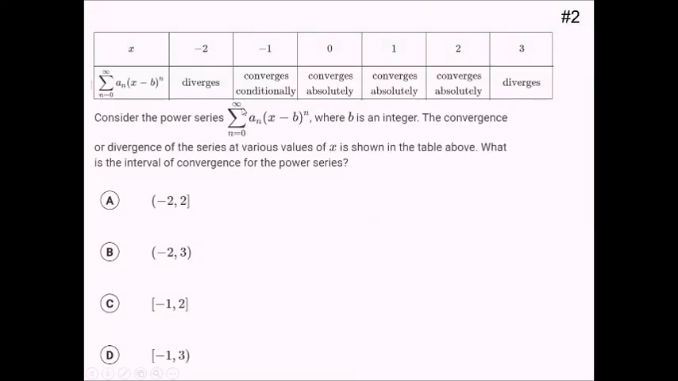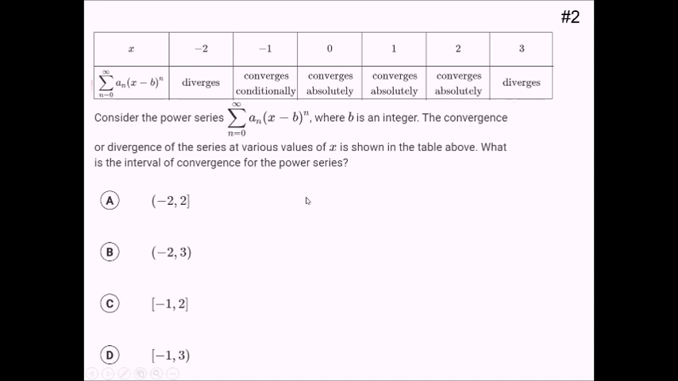For this problem, we're given this generic power series, and we're told b is an integer, and we also got convergence and divergence at various values of x for this series in this table here. Based off this, we want to find the interval of convergence for the power series. This seems a little tricky at first. The key is to get one of the endpoints, and then the rest of this problem kind of comes together.